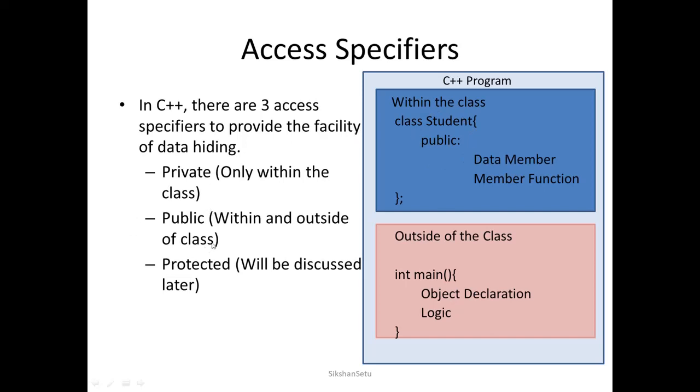The second type of access specifier is the public access specifier. A data member declared as public can be accessed within the class definition, and it can also be accessed in the main function. But in the main function it has to be accessed with the help of an object of this particular class. The protected access specifier is basically used in inheritance, so we will discuss it later on.